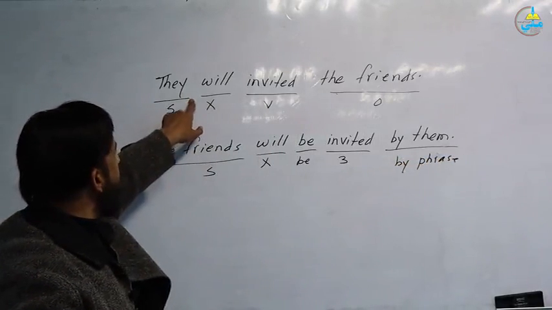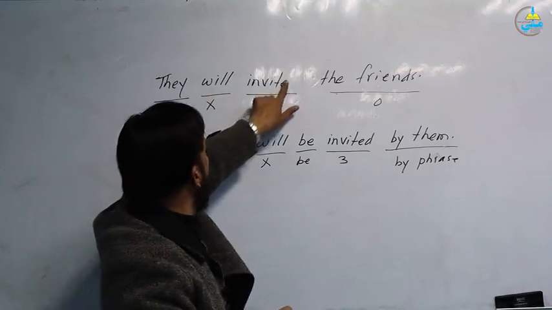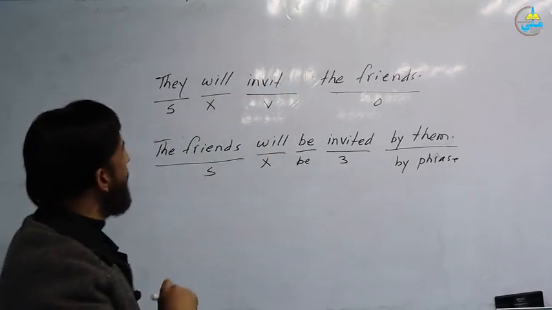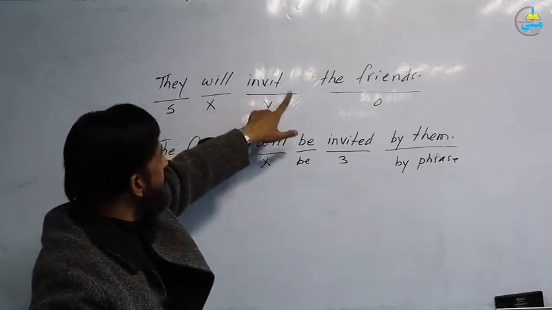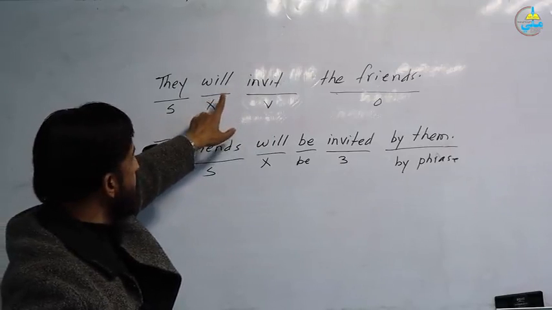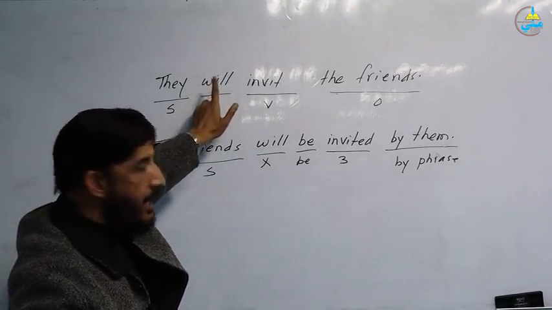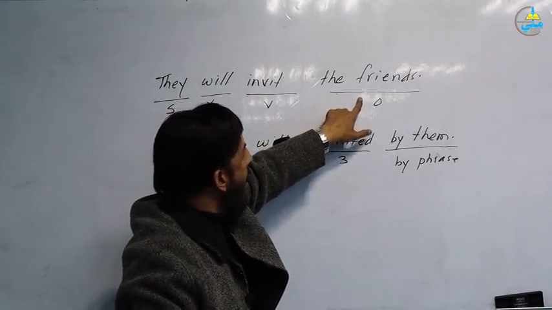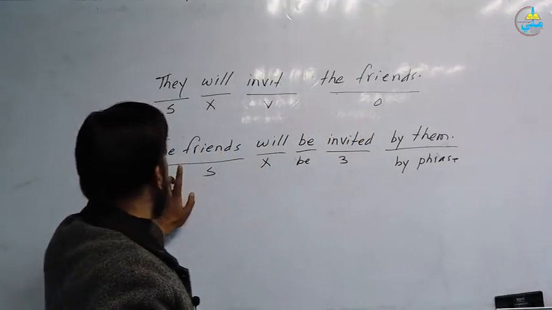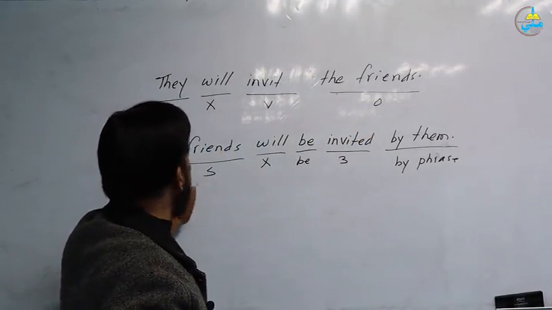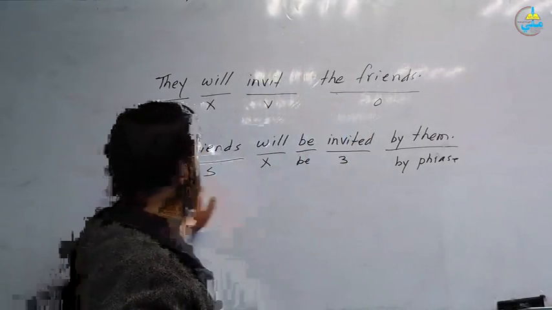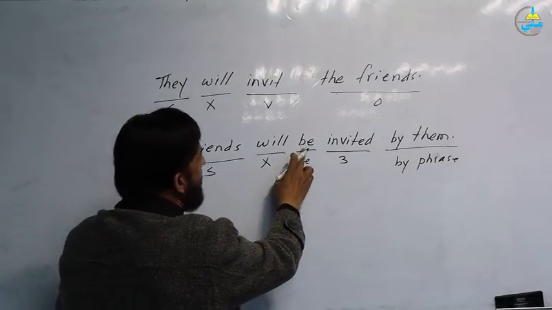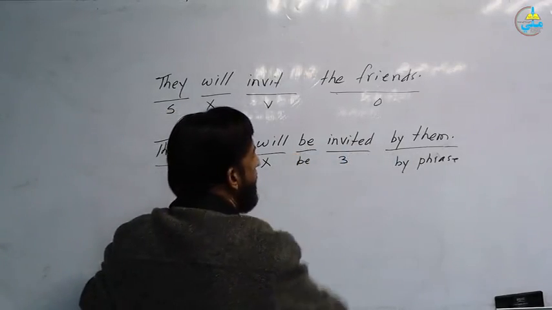This is the active sentence: They will invite the friends. This is future. This sentence has a will or auxiliary. When we change it to passive, we make the object of the active sentence the subject of the passive sentence. The friends will be invited by them.